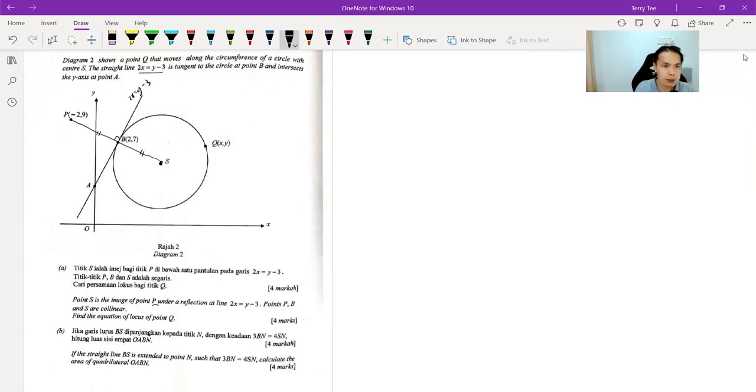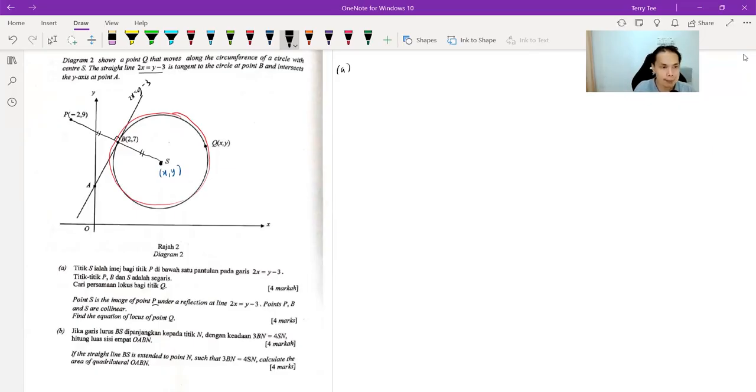Okay, Q is the moving point here. I can see Q is your moving point along the circumference of the circle. To form the equation of the locus, number 1, I need to know the center of the circle. Now, the center of the circle is point S. We can call it (x, y). So the first step is to find the coordinates of point S.